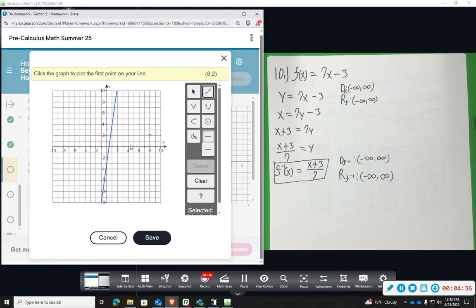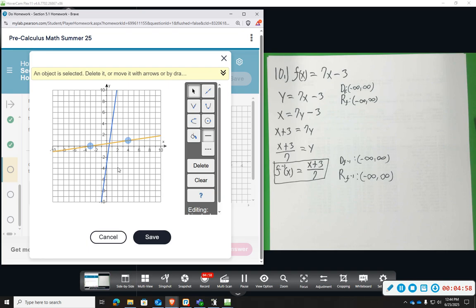And then I'm going to graph the second one by just doing the reverse of these points. So I started at 0, -3, so I'm going to go -3, 0. And then this ordered pair right here was 1, 4, so I'm going to go over 4 and up 1. So I'm just interchanging those points.